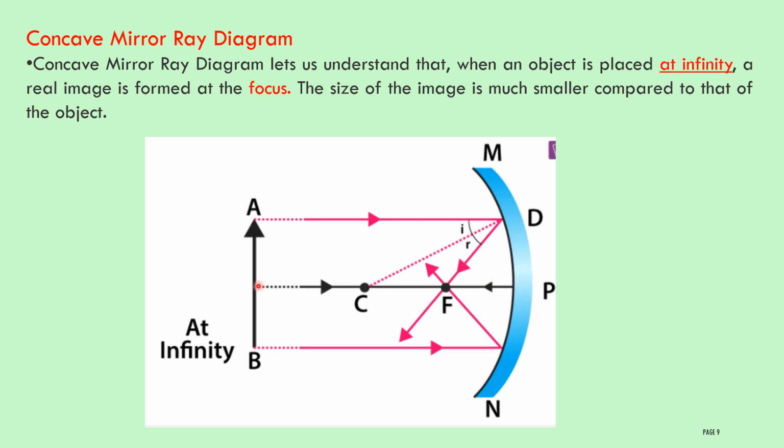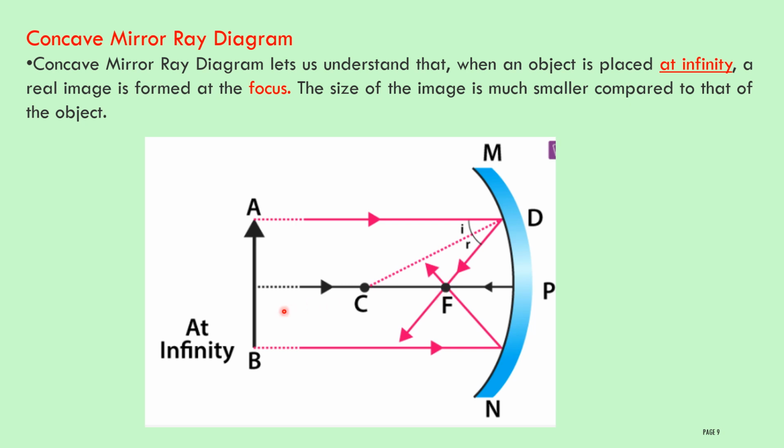Principal axis is nothing but the imaginary line passing through the center of curvature and the pole. This is the principal axis. Then consider two rays that are parallel to the principal axis. After hitting the concave mirror, they get reflected and meet at a single point. That point we call the focus. At this point the image will form. Whenever two rays meet at a point, the image will be formed at that point.